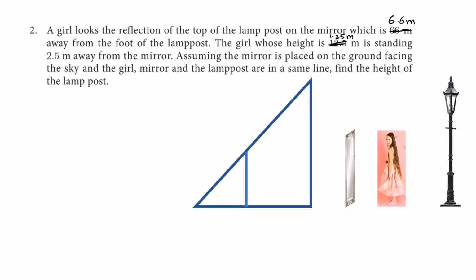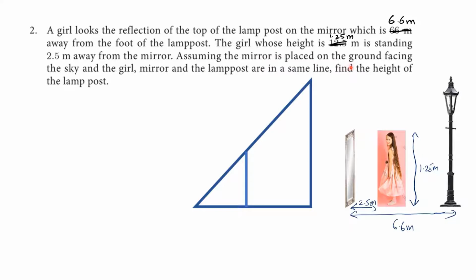In the second problem, we have a girl who looks at the reflection of the top of the lamppost in the mirror, which is 6.6 meters away from the foot of the lamppost. So the mirror and the lamppost are at a distance of 6.6 meters. And the girl, whose height is 1.25 meters, is standing 2.5 meters from the mirror.